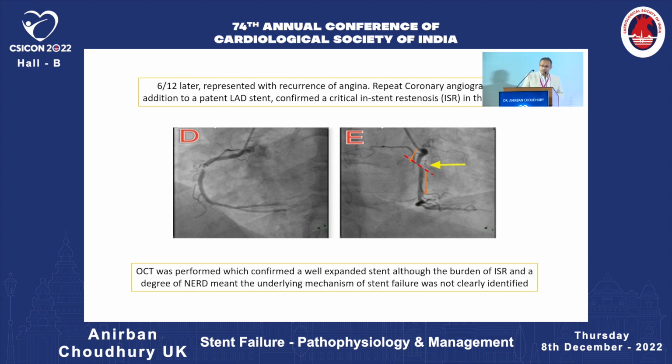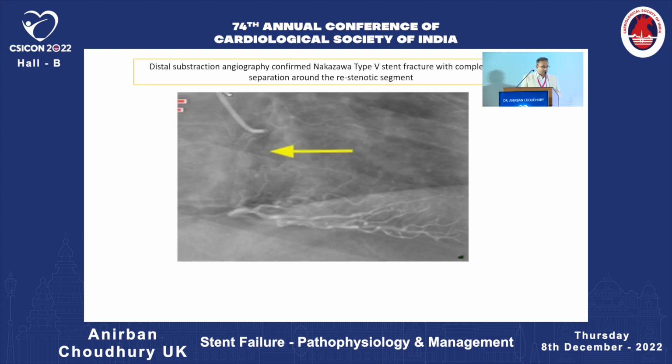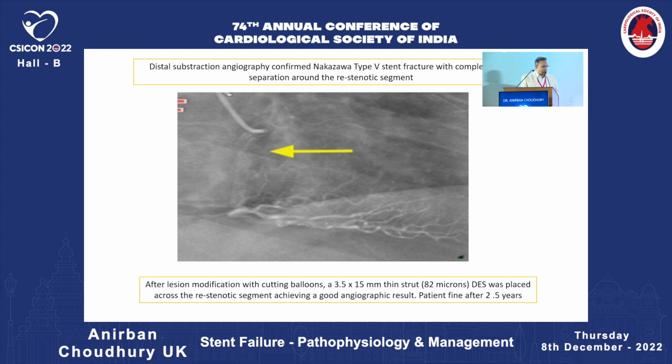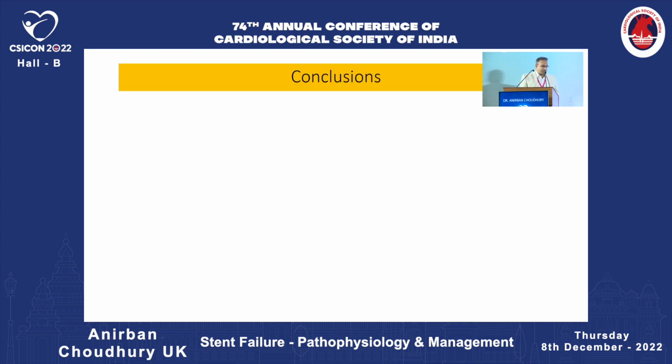So we did try to perform an OCT, but because of the very focal ISR, it's very difficult to diagnose. But this is essentially a digital subtraction angiography of the same patient in RAO view, and that shows you have a type 5 stent fracture with complete separation of the stented segments.